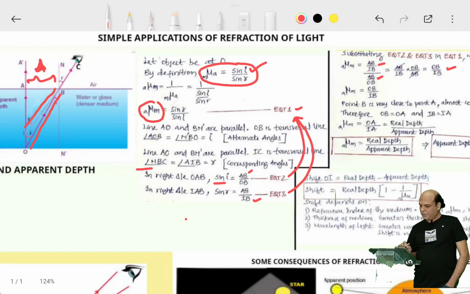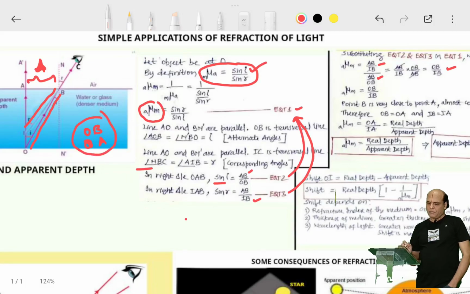So that means in that condition, OB can be taken as OA. Understood? Because for all practical purposes AB is almost 0 and B almost coincides with A, OB can be taken as OA, or OB is equal to OA. And next, IB can be taken as IB is equal to IA.